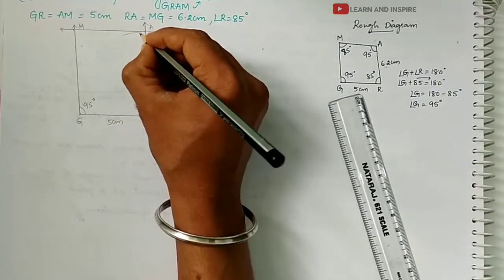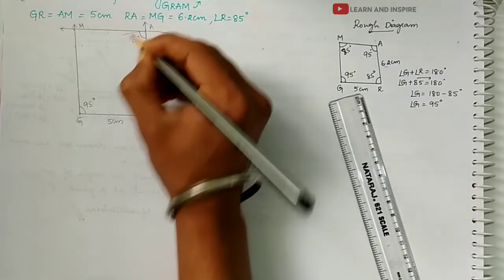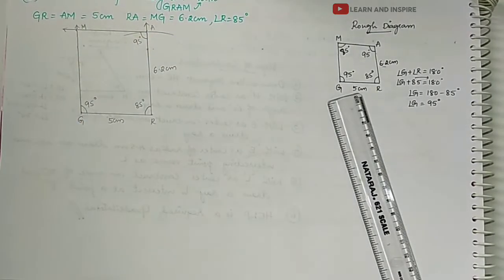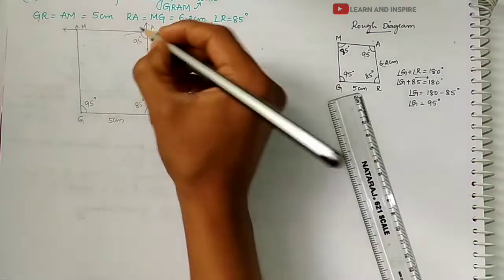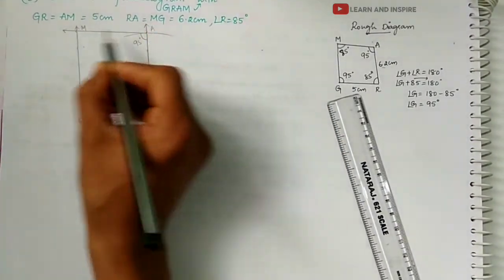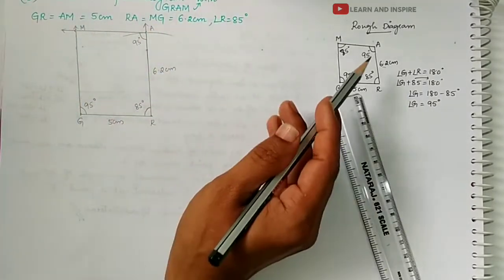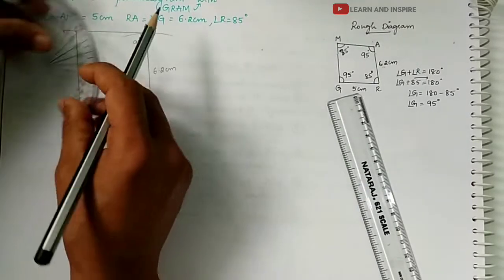Okay, name this as 95 degrees. Okay, so this is 95 degrees. Now as you can see, GRAM is a required parallelogram, and check whether angle M equals 85 degrees or not. So let us check.